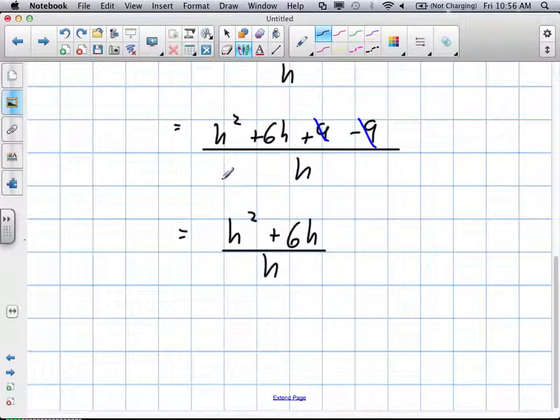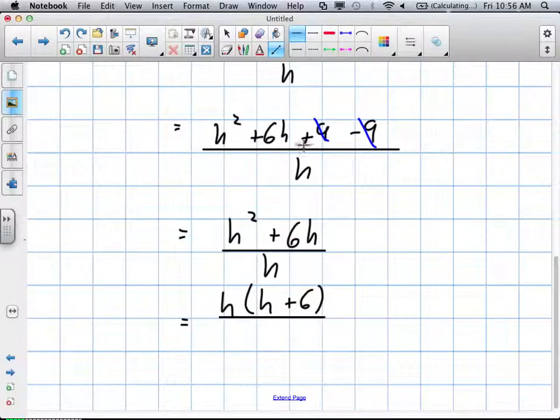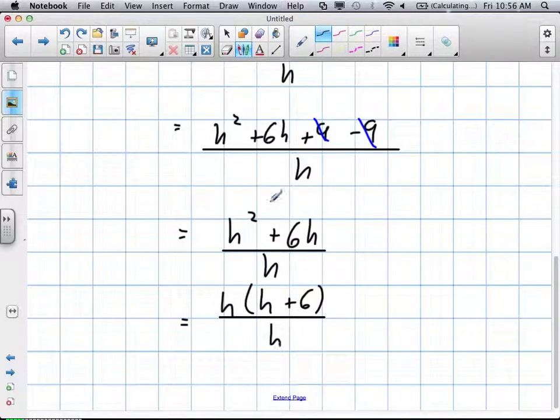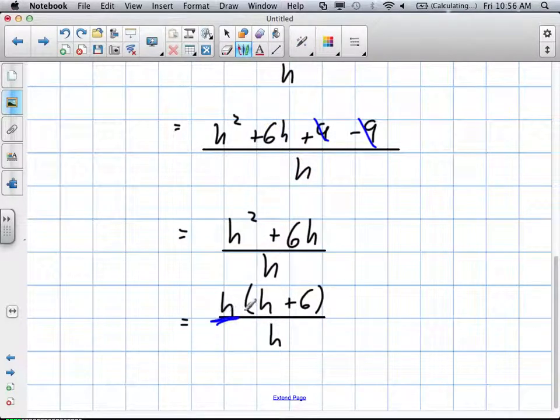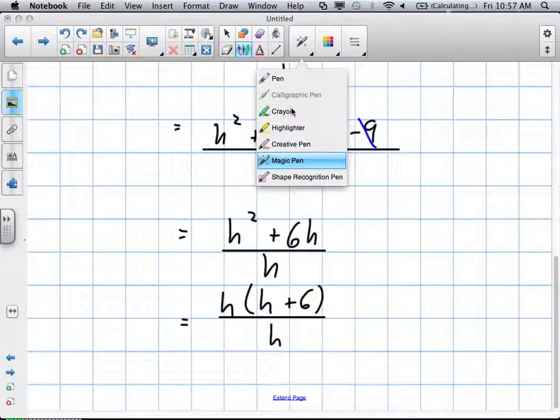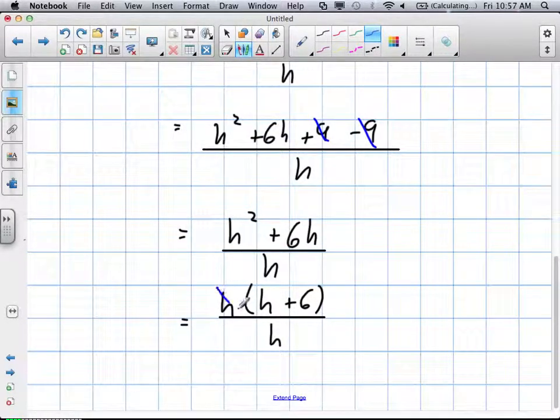I can factor the top of this. I have an h in both of the two terms. So we're going to factor out h, and we're left with h plus 6 divided by h. And now that I have a multiple, or a number we're multiplying by, of h, and we're dividing by h, what do these two h's do when they're divided by each other? Cancel or make what number technically? 1. Good. I want to make sure you guys understand that idea. So they make a 1 or cancel out, and we're left with h plus 6.